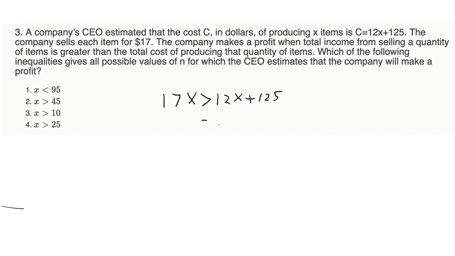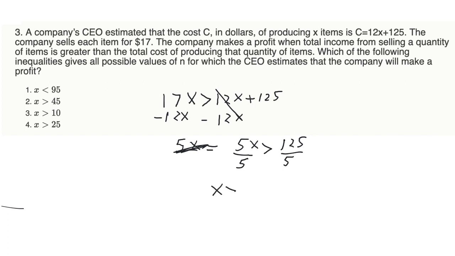All we have to do is subtract 12x from both sides. These cancel. We get 5x is greater than 125. I'm dividing both sides by 5. We get that x must be greater than 25, which is number 4.